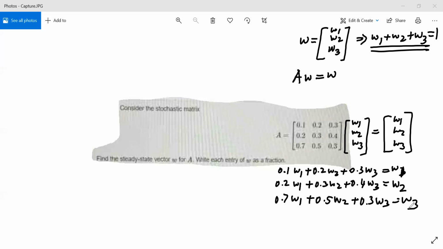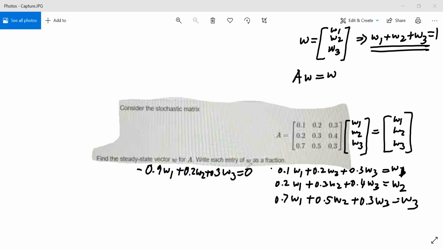So this is what we can do. If I just subtract 0.1 from both sides, then I'll get 0.9 on the other side, right? Or you can just move it to this side, it doesn't really matter. So negative 0.9 W1 plus 0.2 W2 plus 0.3 W3 equals 0.